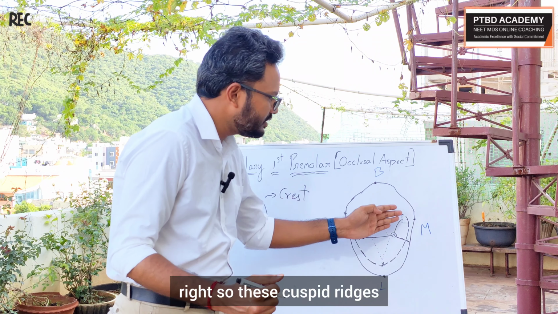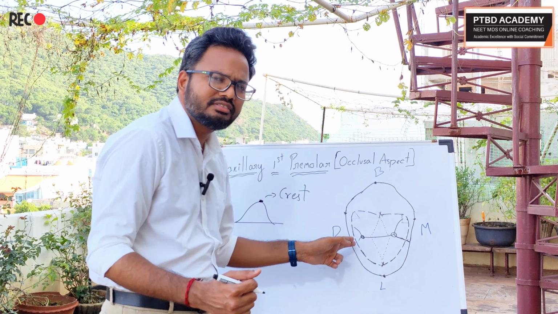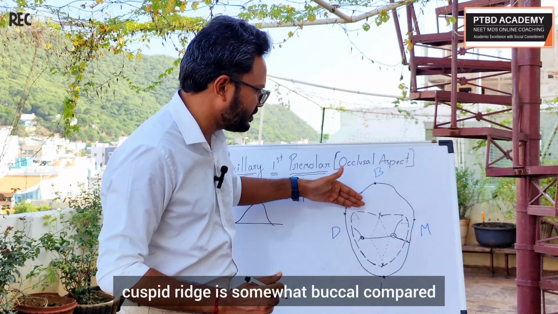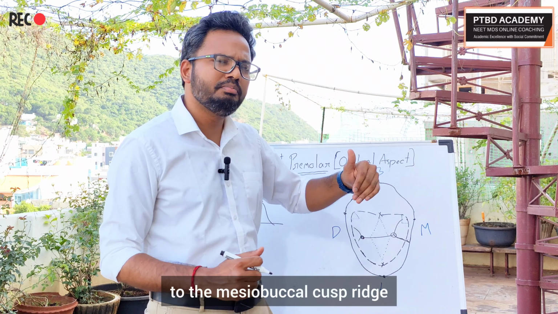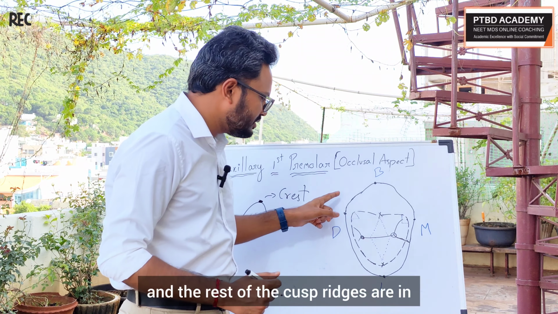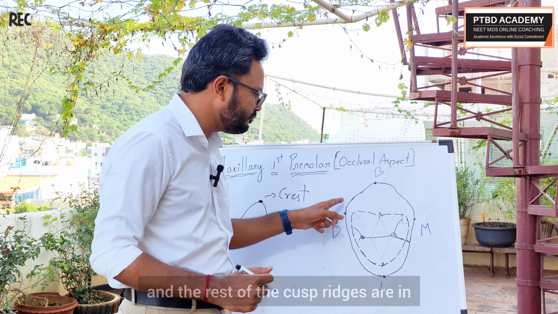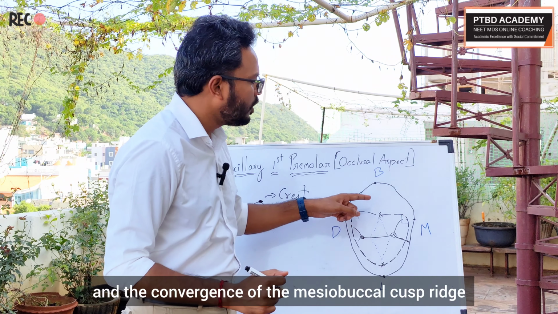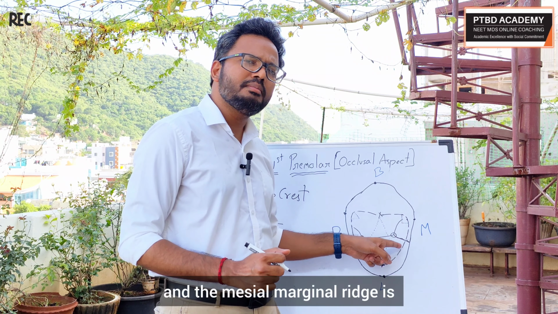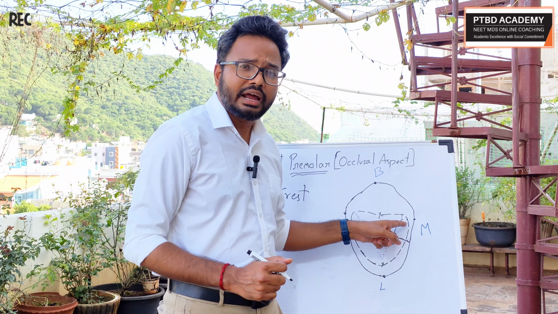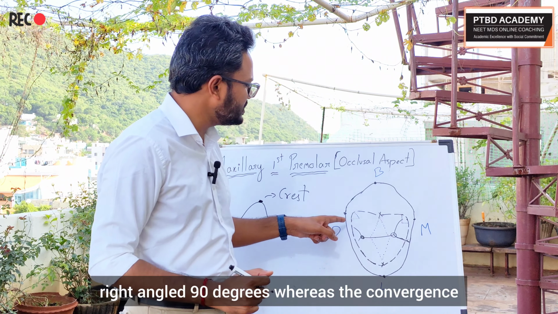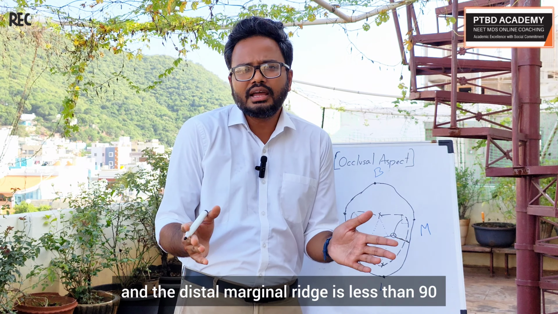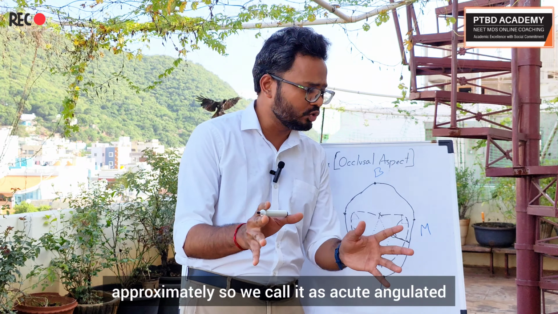So these cuspal ridges and the mesial marginal and distal marginal ridges are in confluence, and if you closely observe, this distobuccal cusp ridge is somewhat buccal compared to the mesobuccal cusp ridge, and the rest of the cusp ridges are in confluence, giving a semicircular outline. The convergence of the mesobuccal cusp ridge and the mesial marginal ridge is right angled, 90 degrees, whereas the convergence between the distobuccal cusp ridge and the distal marginal ridge is less than 90 approximately, so we call it acute angulated.